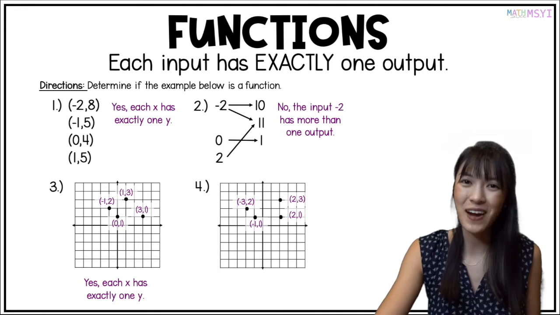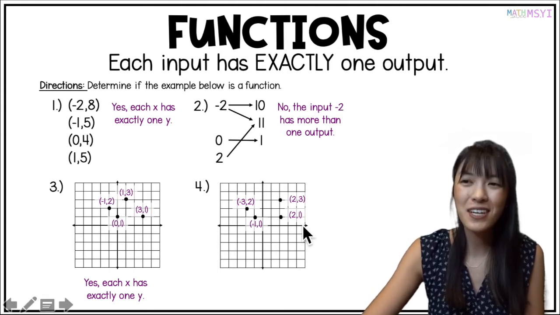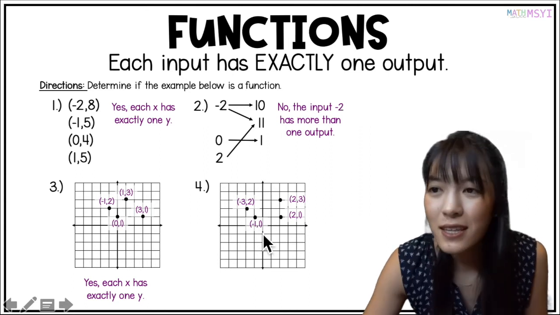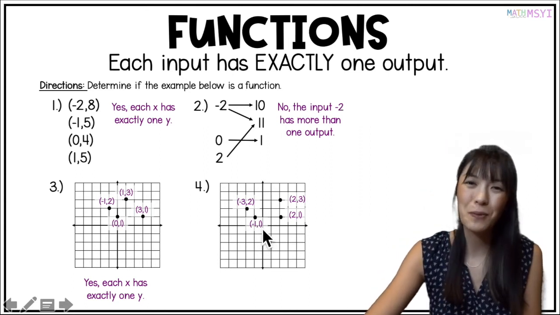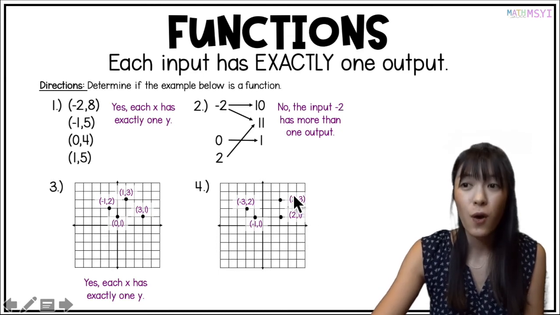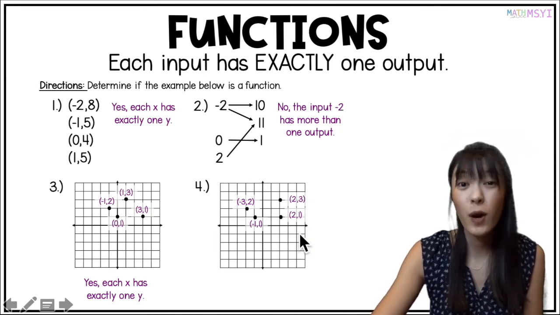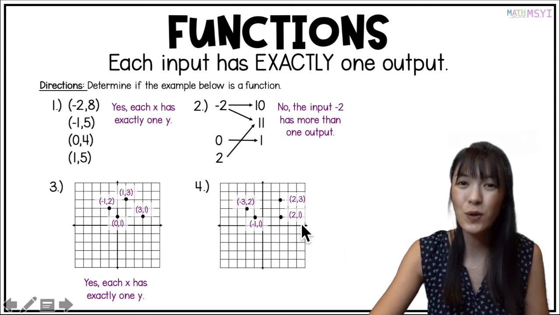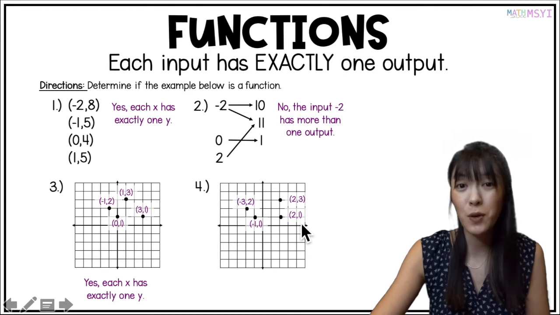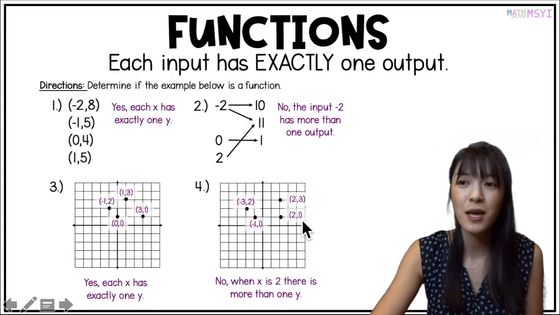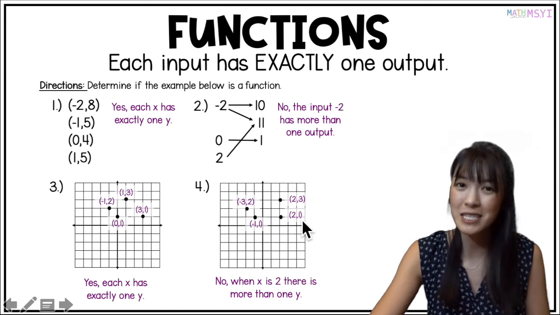What about this graph? If you look at these points, you'll see (-3, 2), (-1, 1), (2, 3), and (2, 0). On this point here, where you have two x values, your x is equal to 2. It's mapping to more than one y value. So this is not an example of a function because there's more than one y when x equals 2.